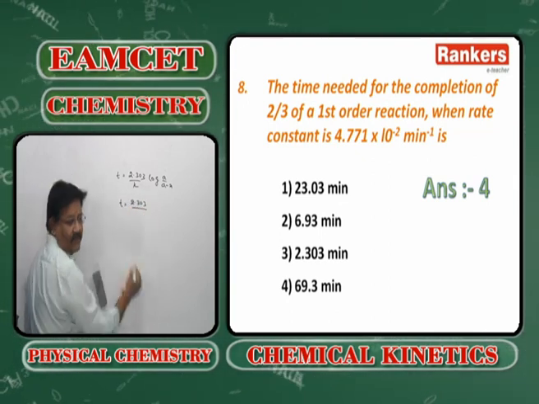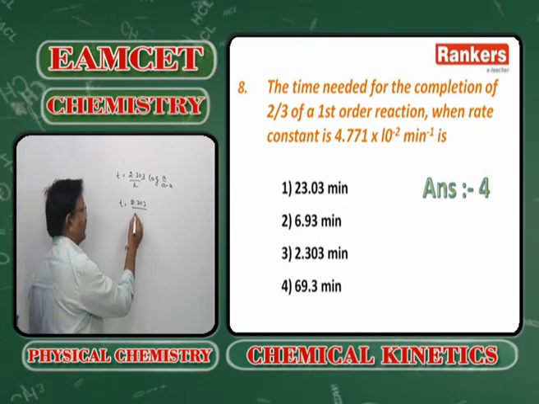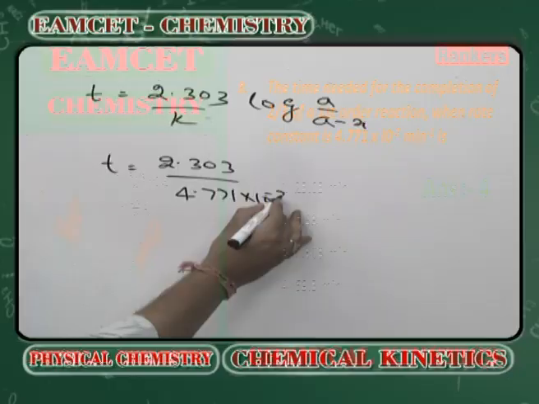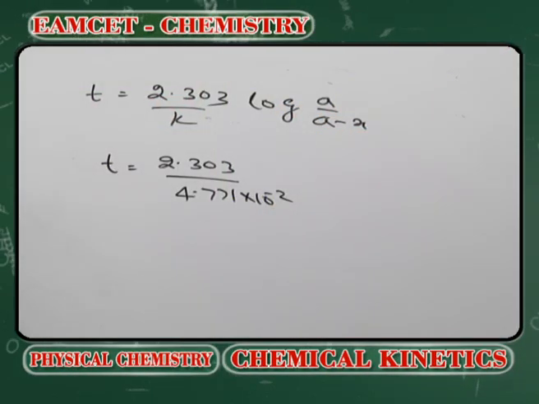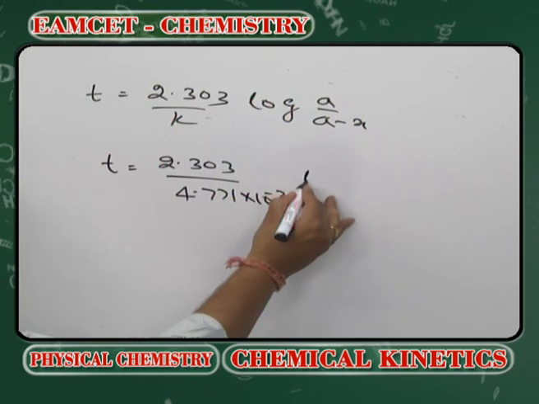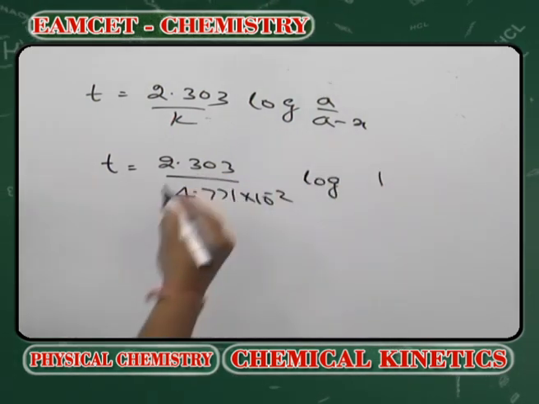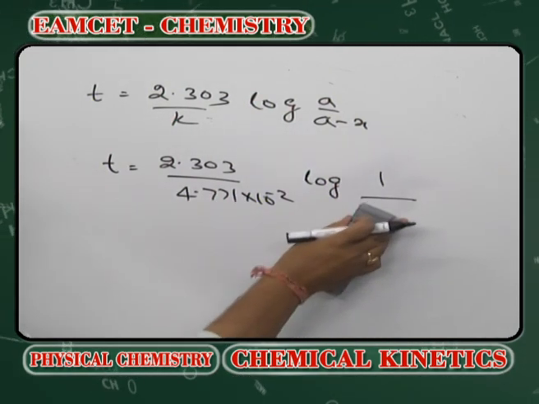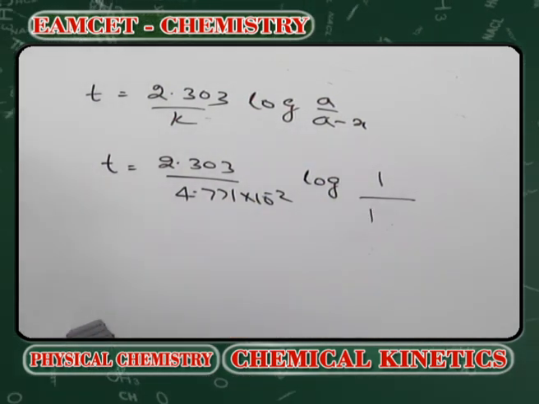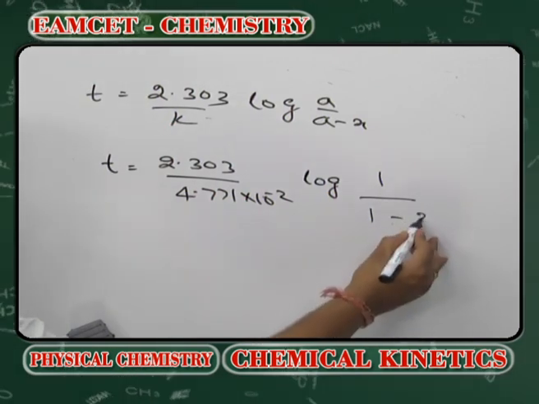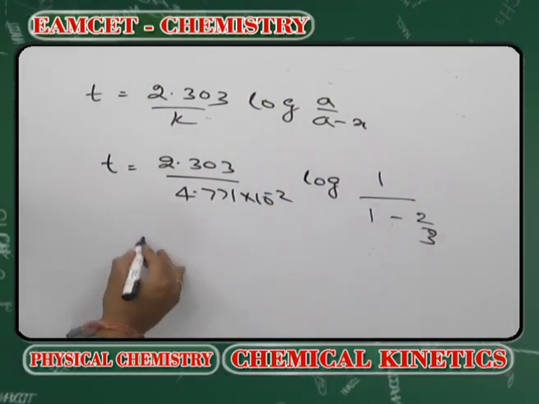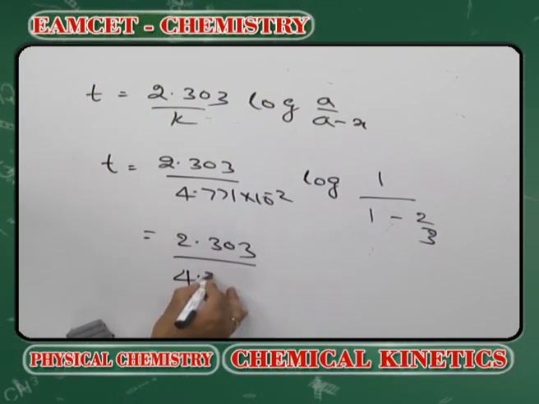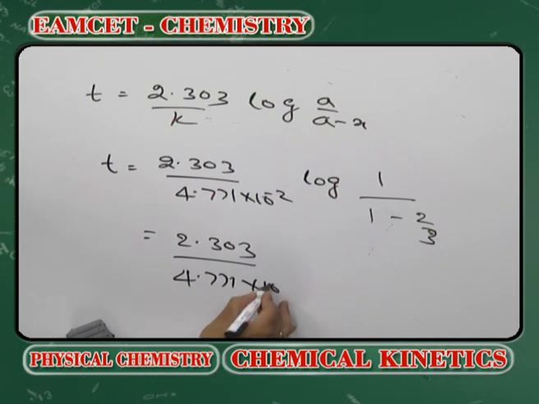Here t is equal to 2.303 by k, where the k value is 4.771 into 10 to the power of minus 2. Now what is log a? We take a as 1, and x is 2 by 3. Now 2.303 by 4.771 into 10 to the power of minus 2.